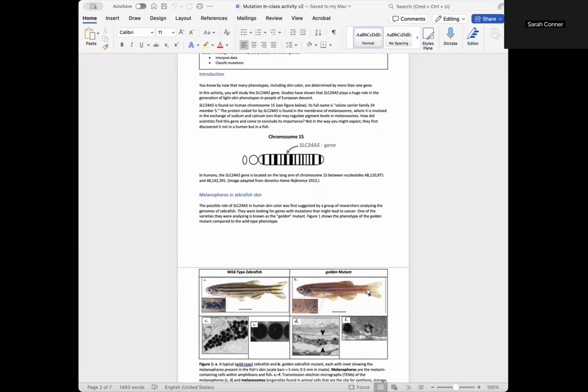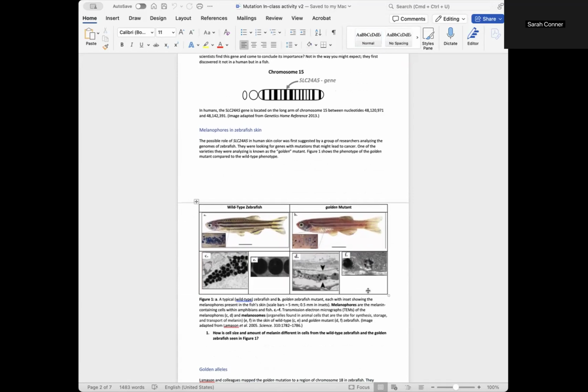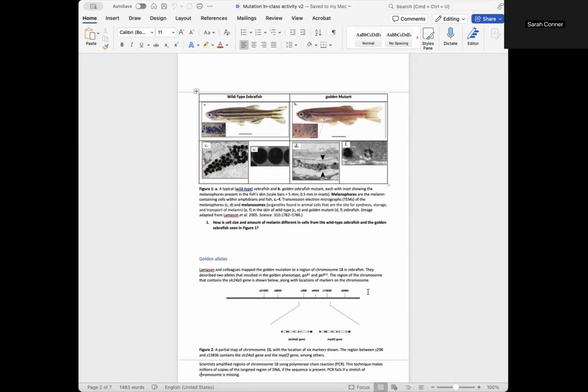One of the variations is what is known as the golden mutant, basically a mutant compared to the wild type fish. So we're using that same gene variation in two types of fish: the wild type zebrafish versus the golden mutant fish. You're going to read through the descriptions of these fish and then answer a few questions.